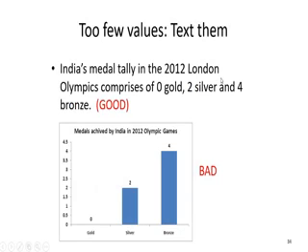India's medal tally in the 2012 London Olympics comprises 0 gold, 2 silver and 4 bronze. So this is the graph of the medals achieved by India in the 2012 Olympic Games. Now this does not look nice. Only three values are represented by the graph, and that too when one value is zero. There are too few values, and the magnitude of the values is so small that it is better to communicate through a line instead of making a graph out of it.